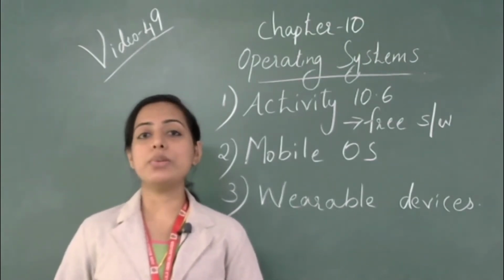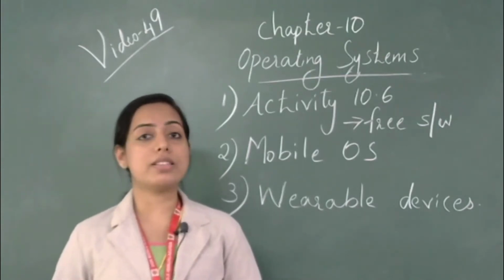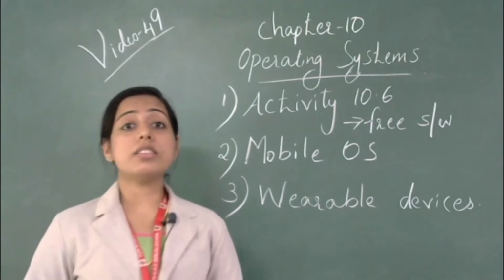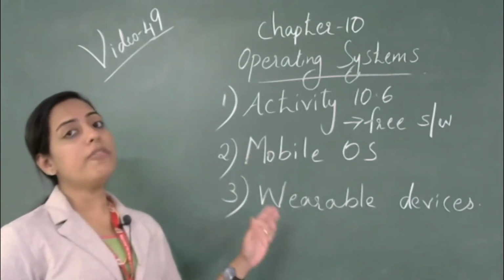Before starting today's session, let me remind you what we discussed in our previous class. We discussed how to create multiple users in a computer, the general structure of an OS, which consists of kernel and shell, and also free software and proprietary software. Proprietary software examples are Windows and Mac OS, and free software means GNU Linux, and in the GNU operating system Linux is the kernel.